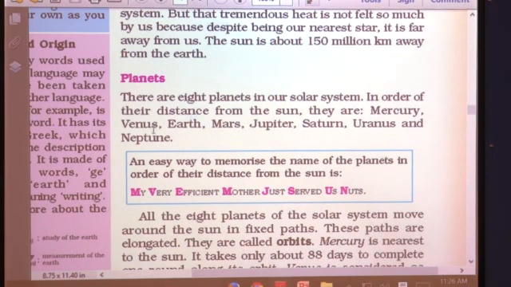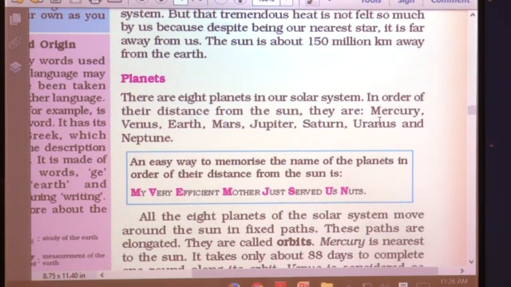Now, planets: there are 8 planets, children, in our solar system. In order of their distance from the Sun, I am going to tell you the sequence of these planets. You have to underline this. First Mercury, second Venus, third Earth, fourth Mars, fifth Jupiter, next Saturn, then Uranus and Neptune. An easy way to memorize the names is: My Very Efficient Mother Just Served Us Nuts.